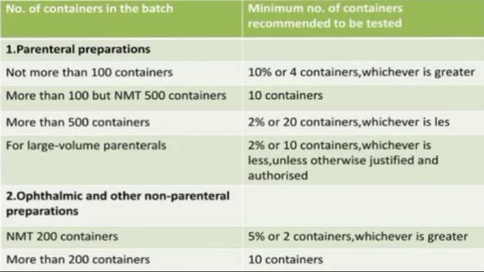Number of containers in the batch and the minimum number of containers recommended to be tested. First, parenteral preparation: not more than 100 containers, 10% or 4 containers, whichever is greater. More than 100 but not more than 500 containers, 10 containers. More than 500 containers, 2% or 20 containers, whichever is less. For large volume parenterals, 2% or 10 containers, whichever is less, unless otherwise justified and authorized.